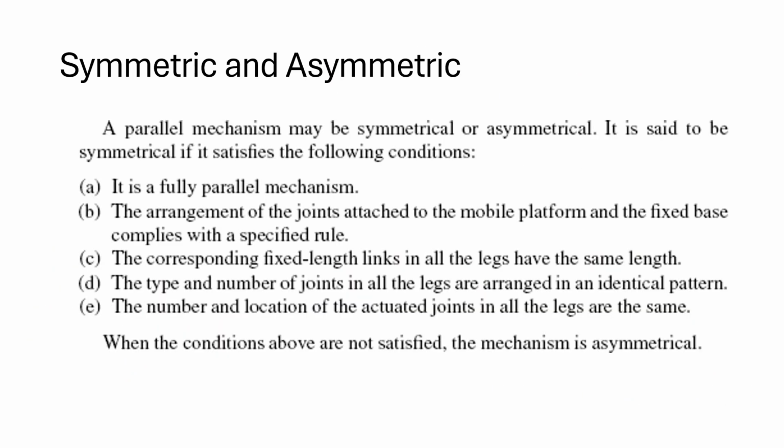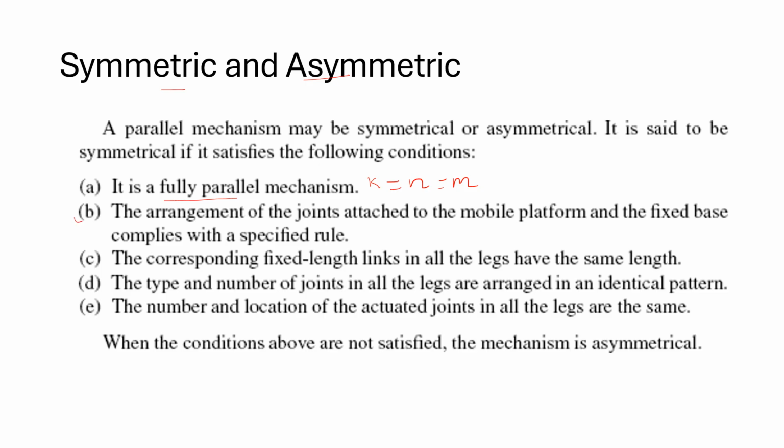Next, we also have the parallel mechanism to be either symmetric or asymmetric. There are certain conditions for a parallel mechanism to be symmetrical. The first condition is that it has to be a fully parallel mechanism. So what is the condition for a fully parallel mechanism? The number of actuators should be equal to the number of degrees of freedom, which should be equal to the independent kinematic chains, right? So we can say the parallel mechanism is symmetrical if it is a fully parallel mechanism.